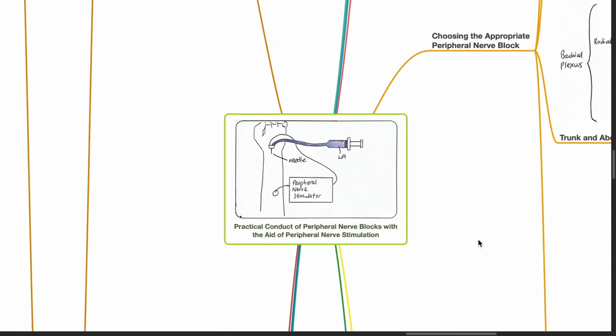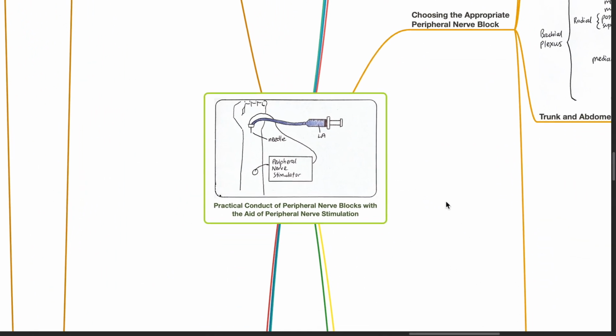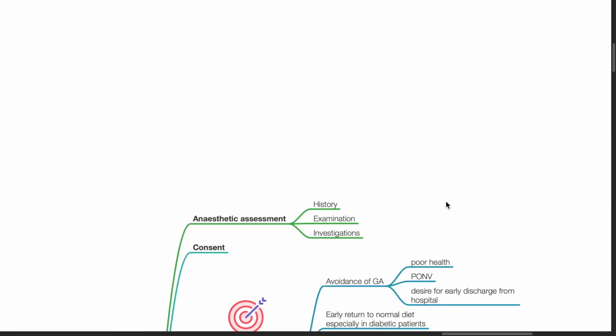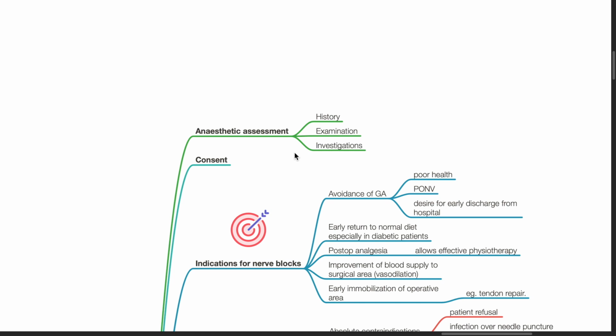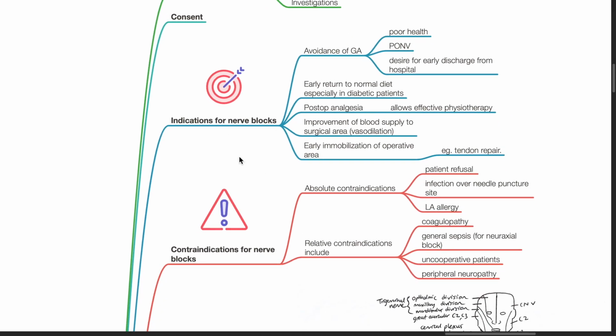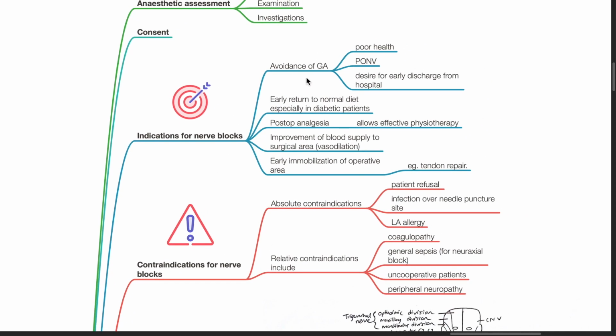Practical conduct of peripheral nerve blocks with the aid of peripheral nerve stimulation. Anesthetic assessment. Obtain history, examination, and investigations as indicated. Obtain patient consent. Indications for nerve blocks include avoidance of GA, such as in patients with poor health, risk of post-op nausea vomiting, or desire for early discharge from hospital.